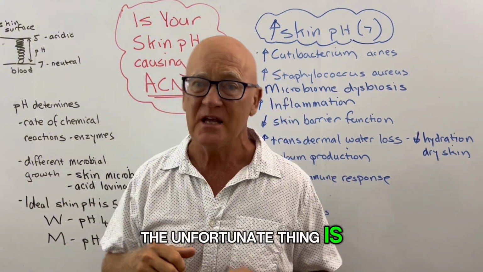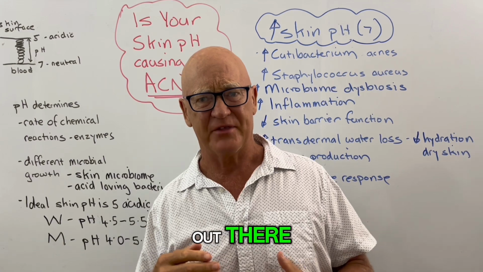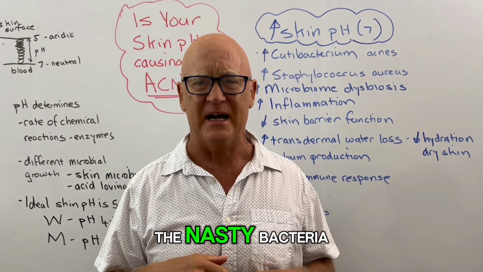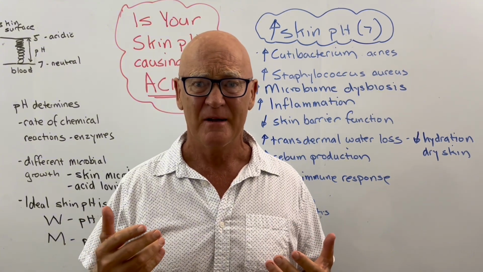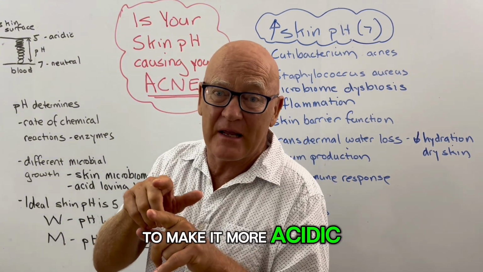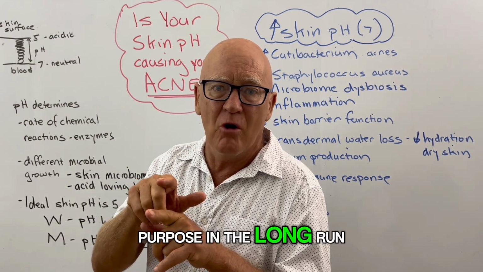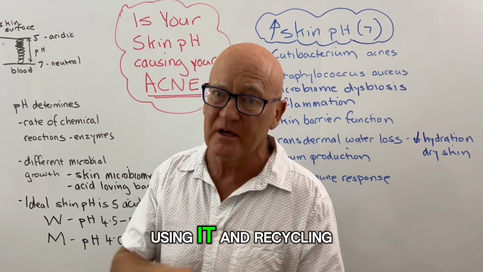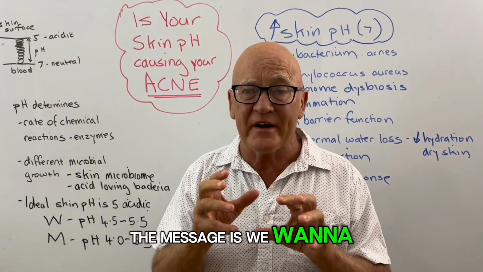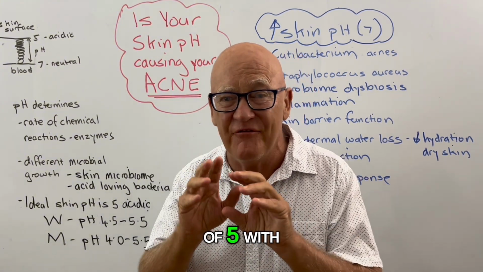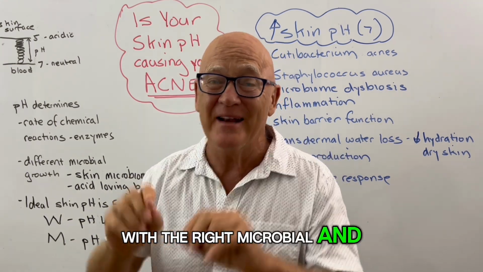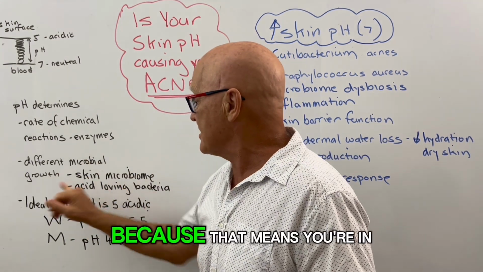The unfortunate thing is, by these so-called professionals out there, when they say, well, use some benzalkonium chloride because it gets rid of the nasty bacteria, it gets rid of all the bacteria. And so it's getting rid of your good ones, which are altering the pH to make it more acidic. And so it's defeating the purpose in the long run. And so you just keep using it and recycling and using these expensive products. The message is we want to get a balance, a perfect balance, a pH of 5 with the right microbial and the right chemical reactions going on, because that means you're in balance.